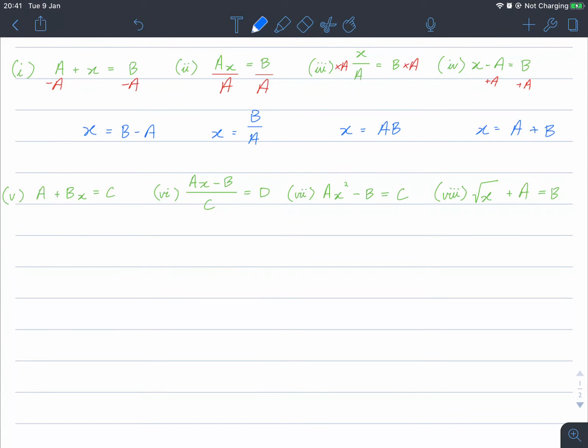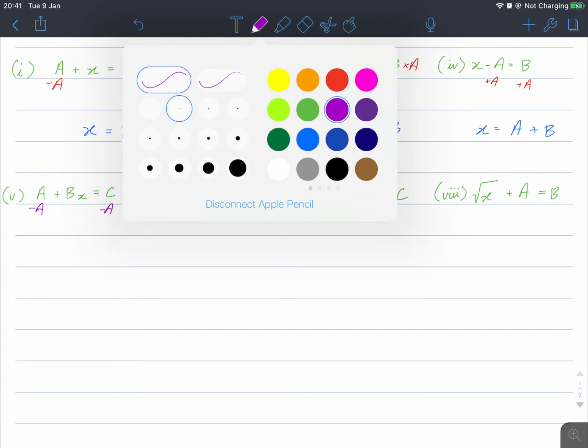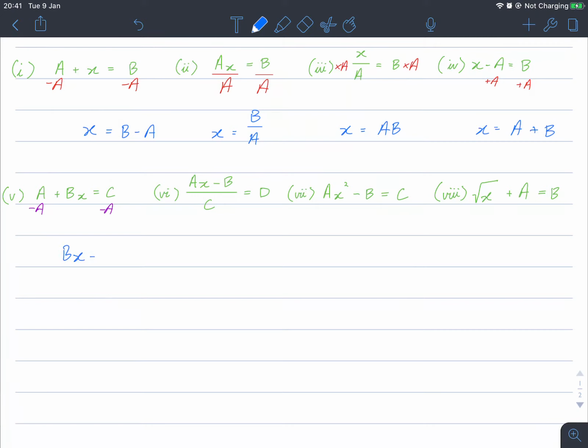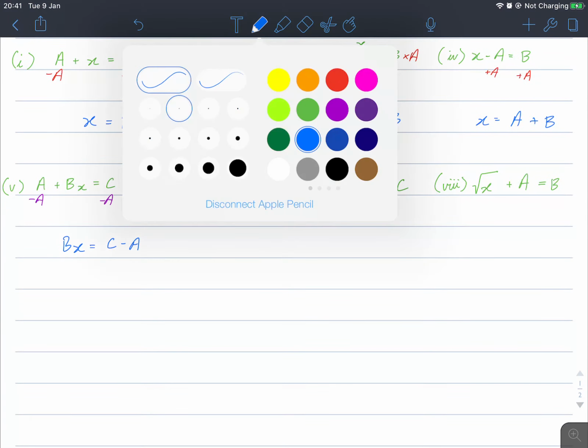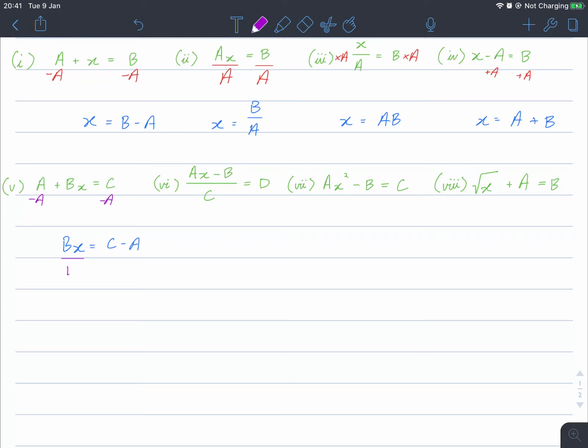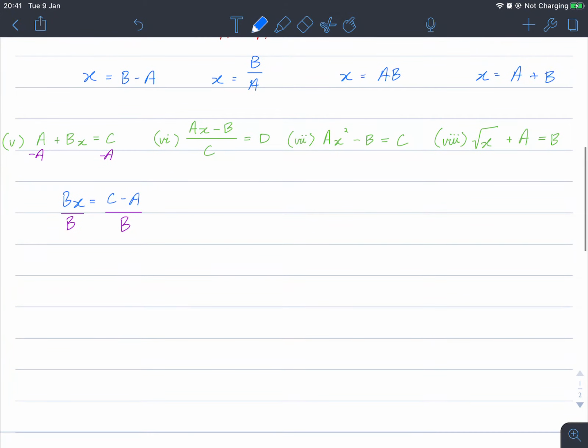Here we go. So treating this like an equation, we focus on the number that's most by itself. In this case, B and X are together, and A is by itself. So we're going to get rid of that first. This will give us BX equals C minus A. Now, to get rid of that B, we would divide by B, and we divide everything by B on the right hand side, giving us X equals C minus A over B.